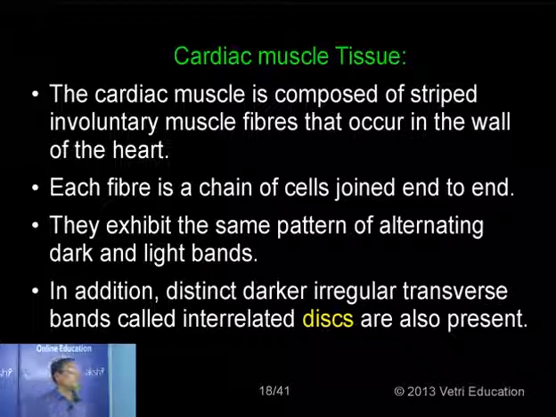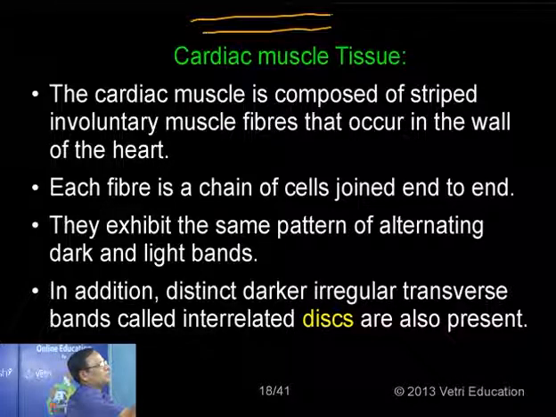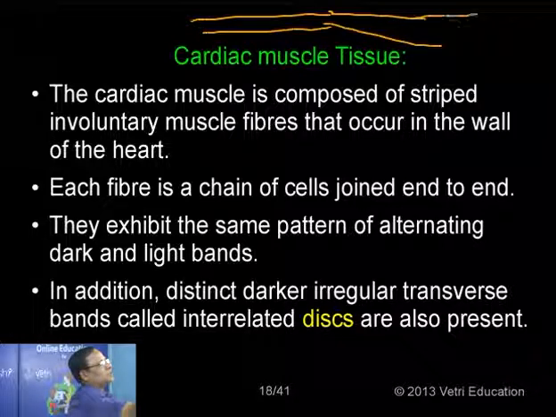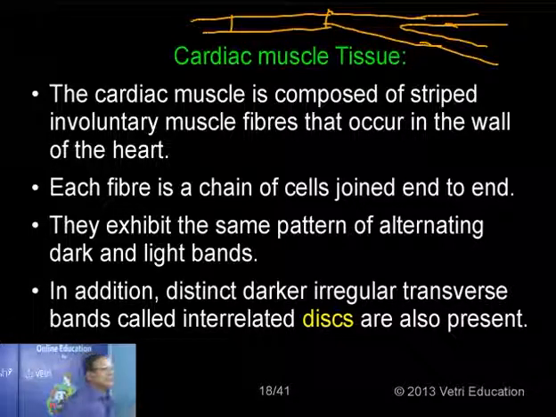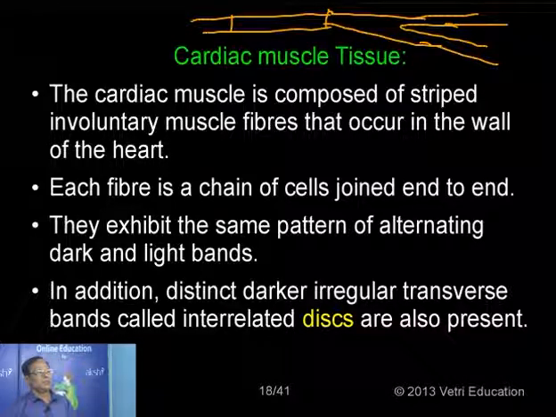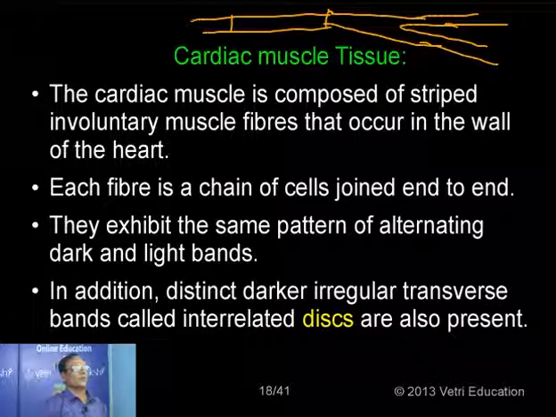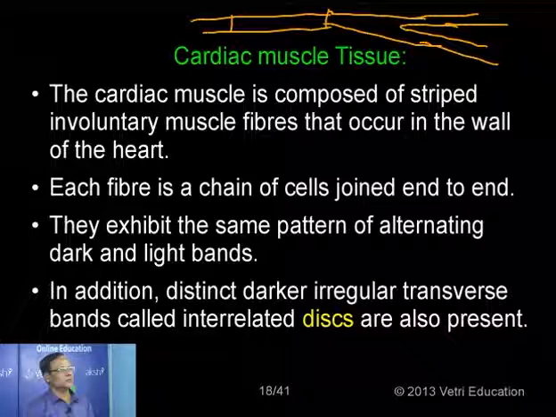Unlike other muscle cells, actually it is formed of many cells. It is nothing but a chain of cells, joined end to end like this. It is formed of a chain of cells, not a single cell. The smooth muscle is a single cell. If you are taking smooth muscle fiber or skeletal muscle fiber, they are all single cells. They never show any branching. But in the case of this one, it is formed of many cells.